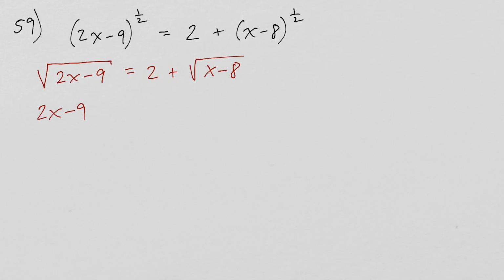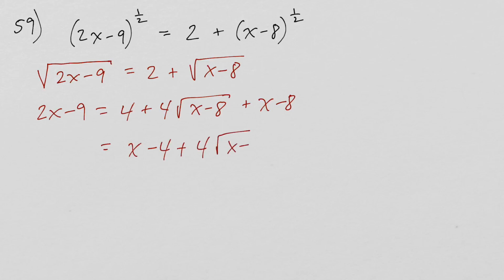When I square the first item, I get 4. Twice the product of the two items is 4 times the square root of x minus 8. And the square of the last item is simply x minus 8. This simplifies to x minus 4 plus 4 root x minus 8, just combining the like terms. Now I'm going to move my x over to the left by subtracting it, and I'll get x. I'll move my 4 over to the left by adding it, and I'll get negative 5.